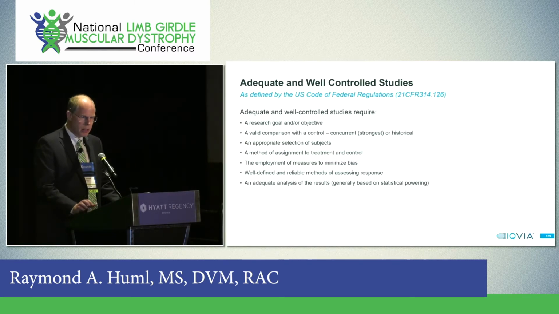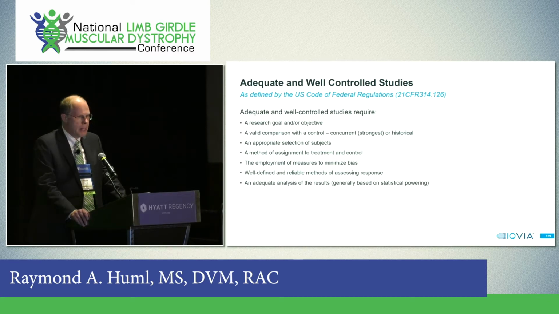So let's get into the classic drug development paradigm and kind of talk a little bit before here. So what the FDA looks at, which is one of the most important things to get a drug developed, is adequate and well-controlled studies. And what does that kind of mean? Well, they require a research goal or objective, right? Just kind of take us at the basics here now. They need a valid comparison with a control, some sort of control. So either a concurrent, which would be the strongest type of control, or a historical control. Or we also have to have an appropriate selection of subjects, right?